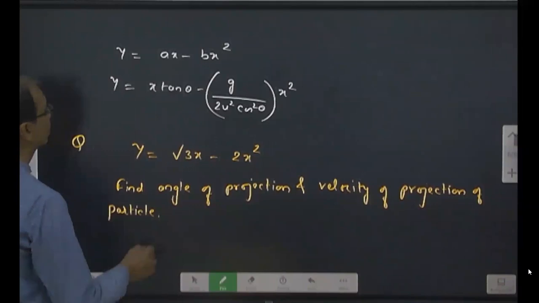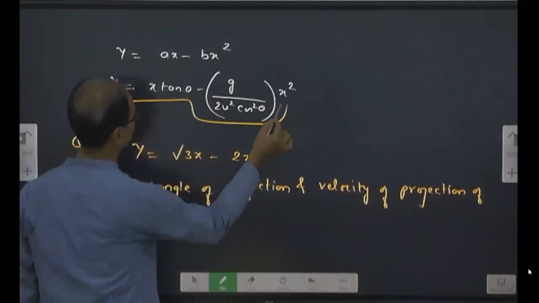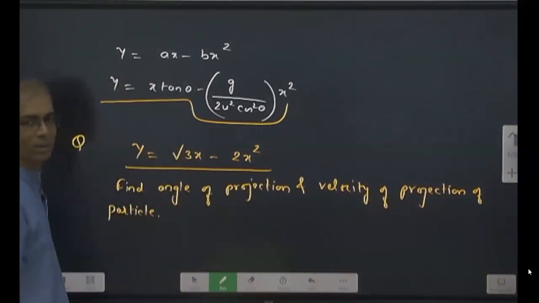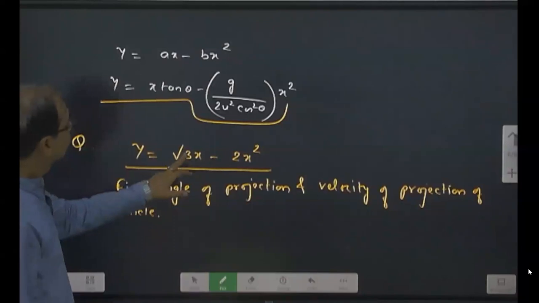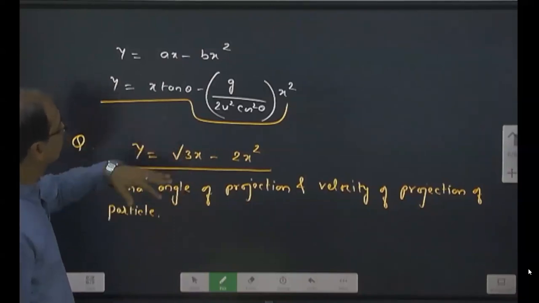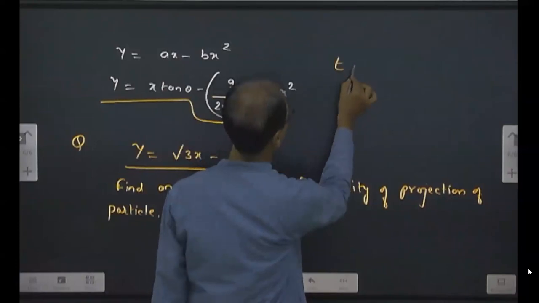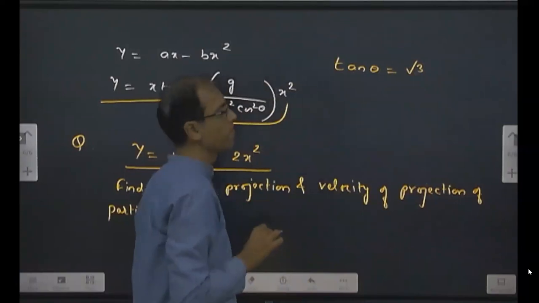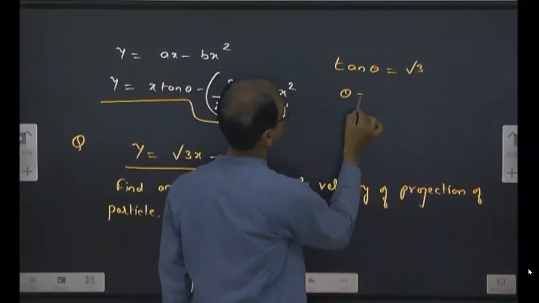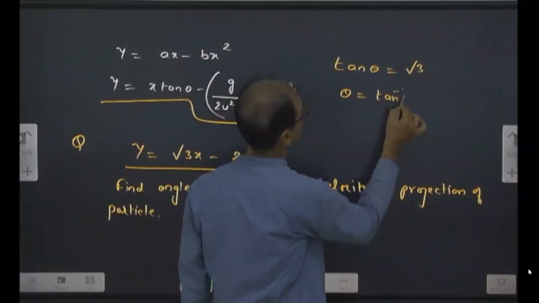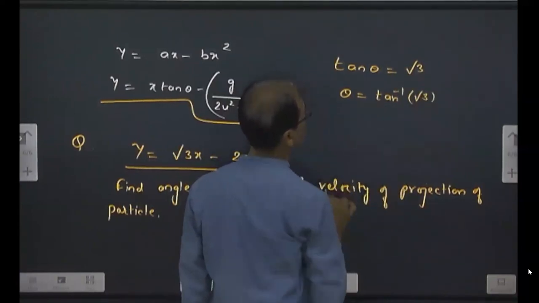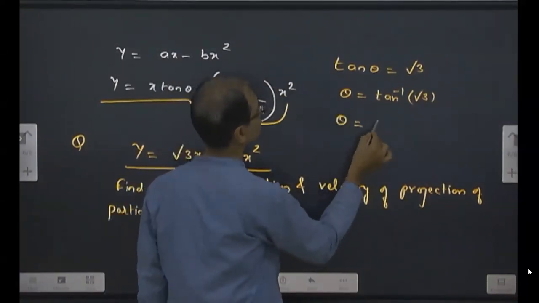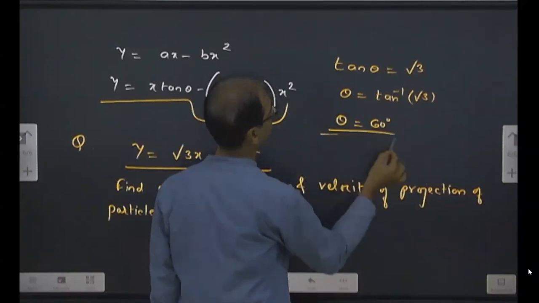What can we do in this one? Now this is the equation of projectile, and he's saying its projectile motion's equation is this. So we have to compare. Very simple, we'll just compare them. The coefficient of x here is root 3, here the coefficient of x is tan theta. So just equate: tan theta equal to root 3. So theta equal to tan inverse root 3. The tan 60 value is root 3. So theta is 60 degrees. So the angle of projection is 60.